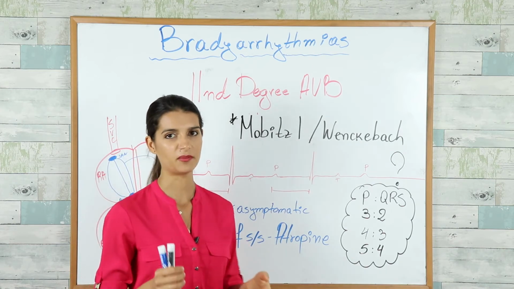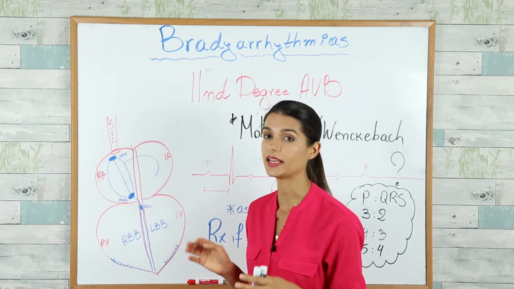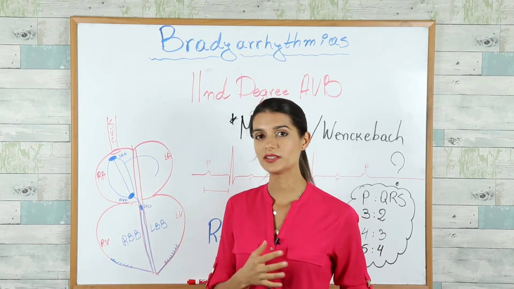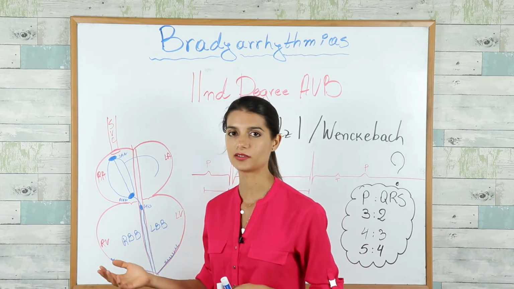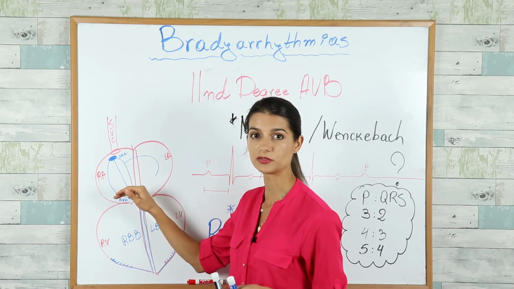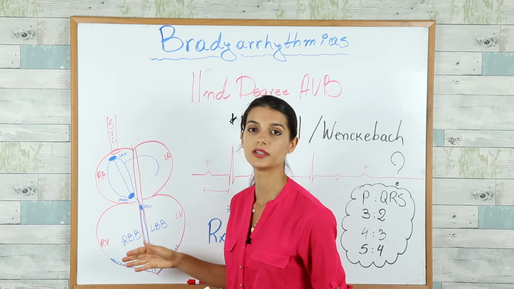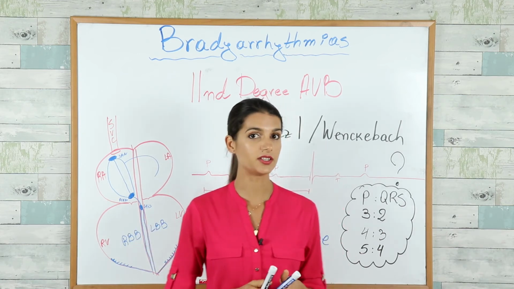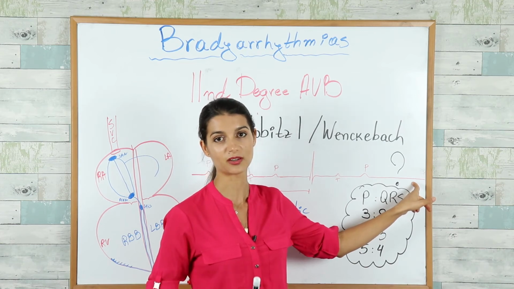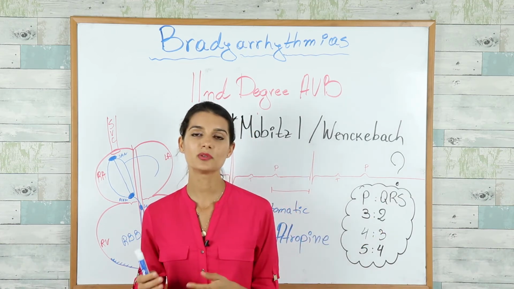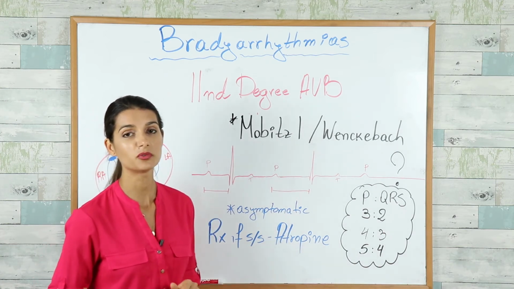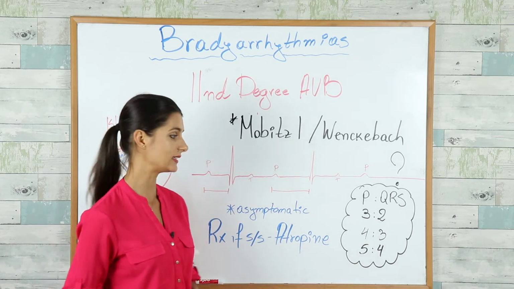Now, why is this happening? The problem is in the AV node here. The AV node progressively fatigues itself until it blocks the sinoatrial node impulse and does not conduct it to the ventricles. That's why on EKG, when this happens, we do not see a QRS complex there. Most commonly Mobitz 1 is asymptomatic, but if it's symptomatic, the go-to drug again is atropine.